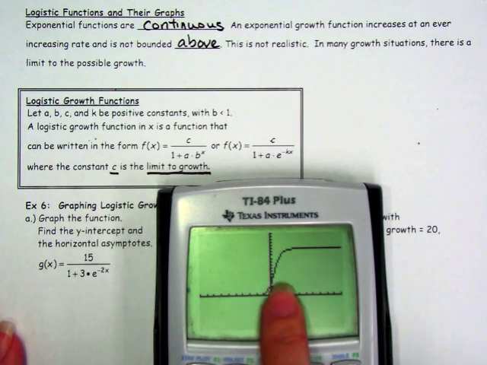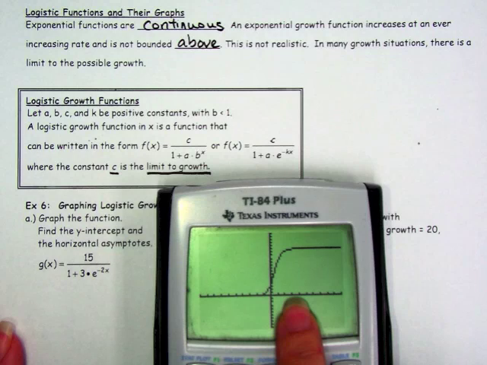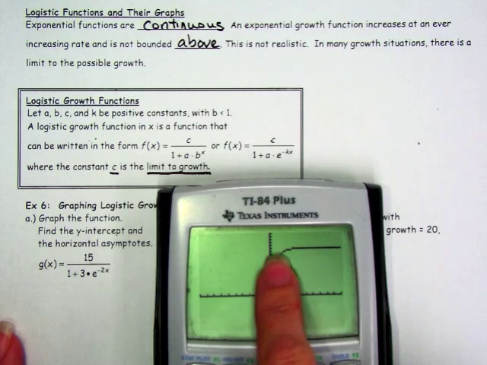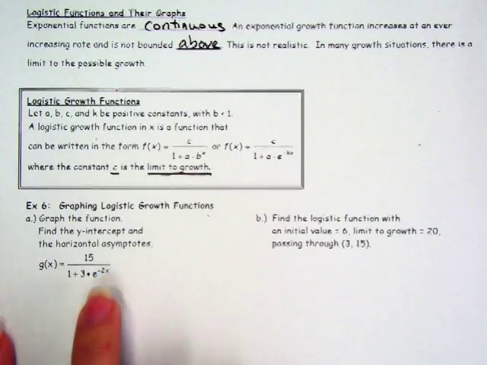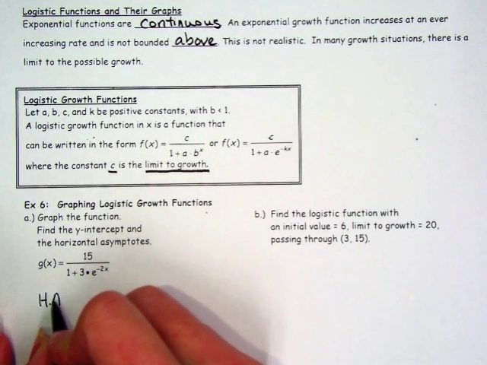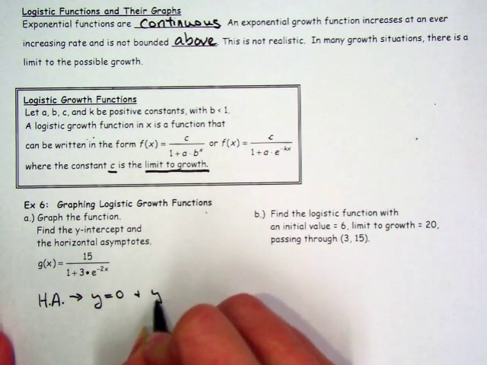Okay, we see two asymptotes. We see an asymptote at y equals 0, just like our exponential functions. And then we see a second one up here at y equals 15. So for this logistic growth function, we have two horizontal asymptotes: y equals 0 and y equals 15.